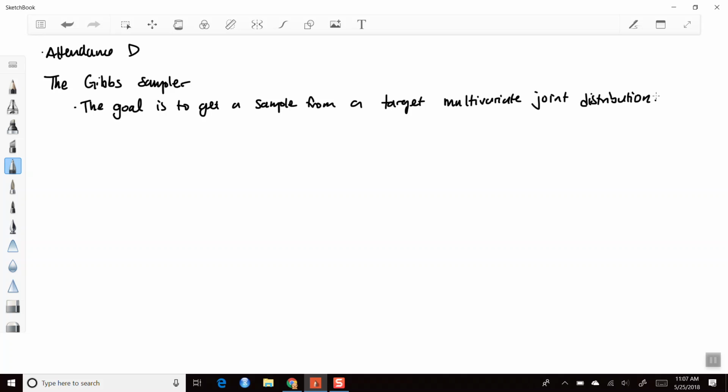The idea is, maybe the joint distribution for all the variables is complicated and difficult for us to sample directly from, right? So probably the joint distribution of all variables is difficult to sample from directly.